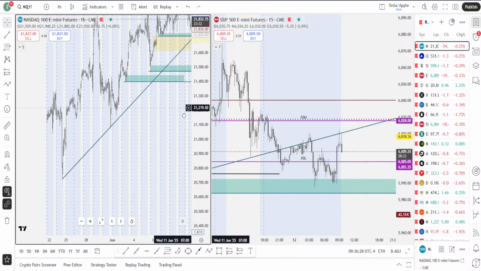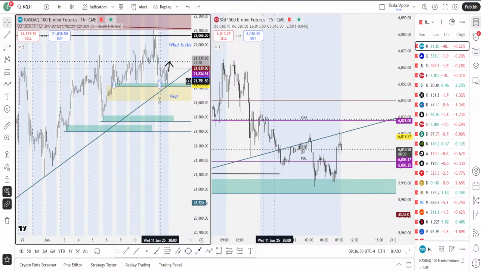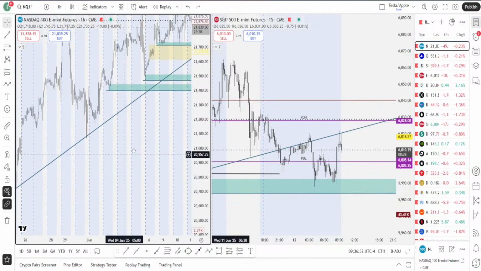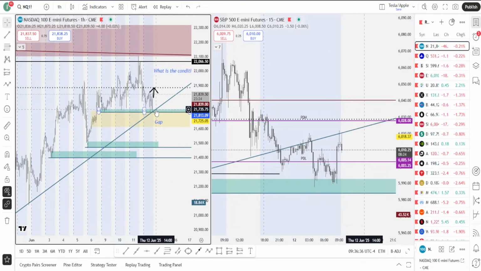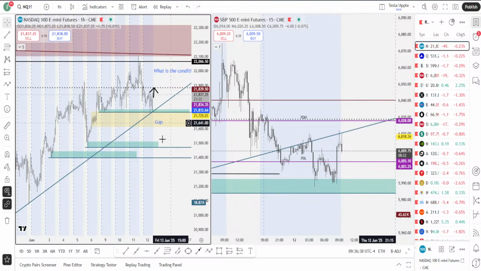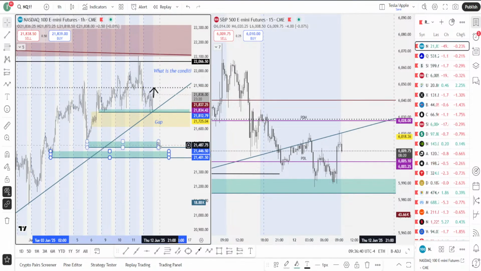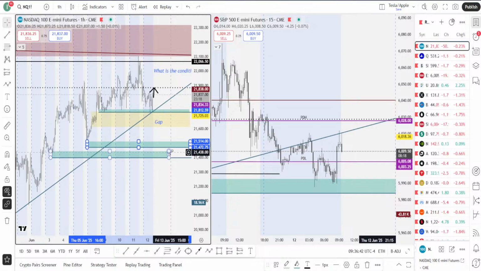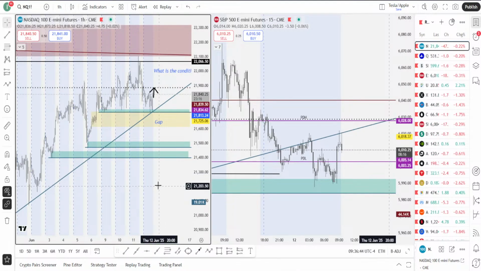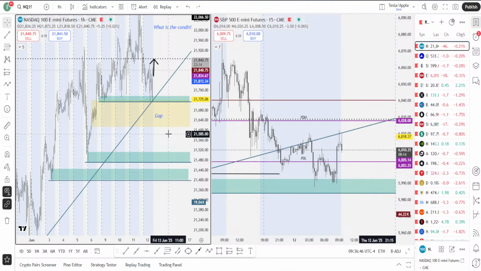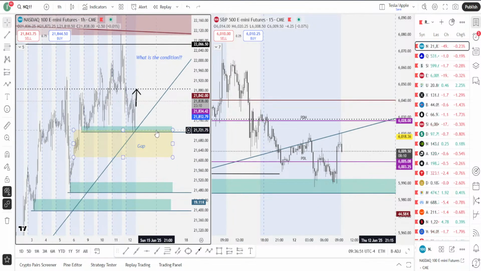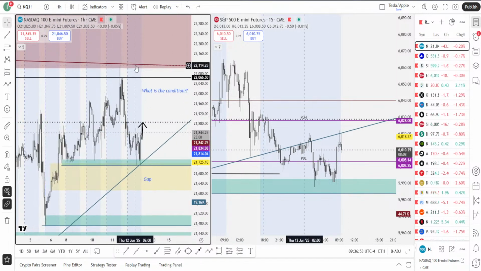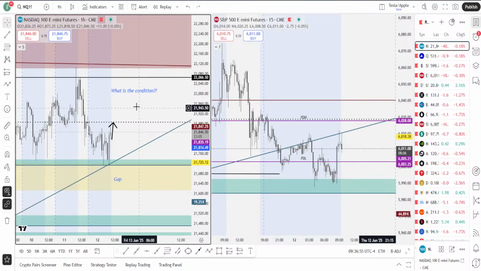So if we look at the hourly here, we're still on this uptrend. We have one touch here, we got a second touch here, we have a third touch here, so we have a valid trend line. And what else do we have on the chart? We have these next areas of support. Support here, resistance up above over here.